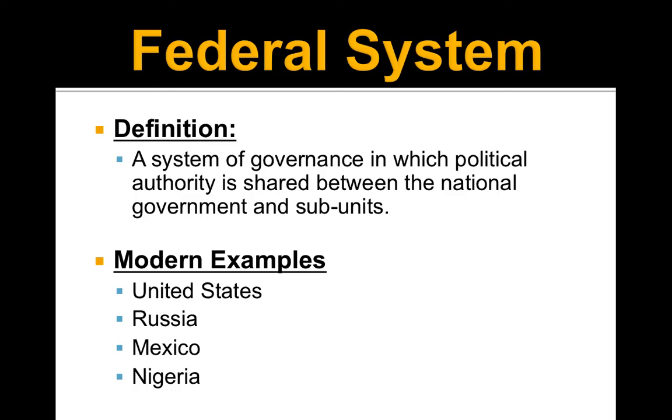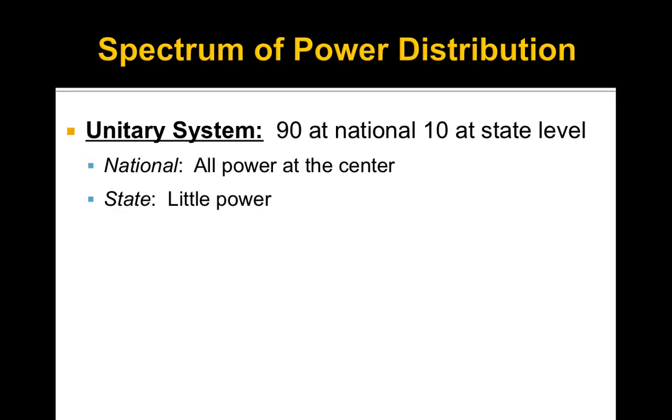Now, I showed you this slide before, a spectrum of power distribution. Remember, this is something I made up, just a way of representing how power might be distributed, both in a numeric way and in a graphical way. Imagine that there are only 100 units of power that any country's governing body could ever have. In a unitary system of government, where the concentration of power is at the center, let's say 90 units of power are at the national level and 10 at the state level. So the national government has nearly all the power, and the state has very little.